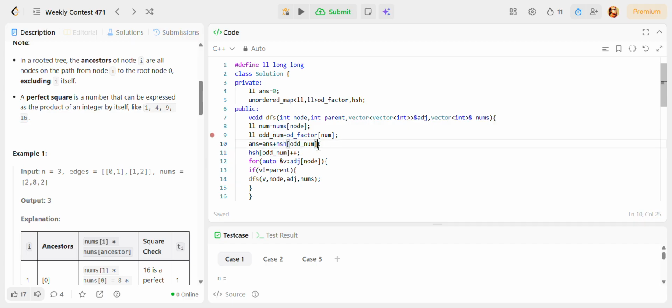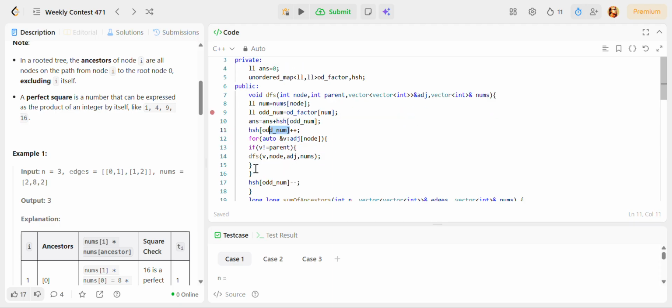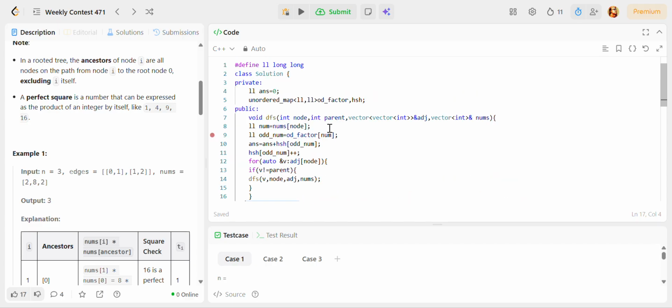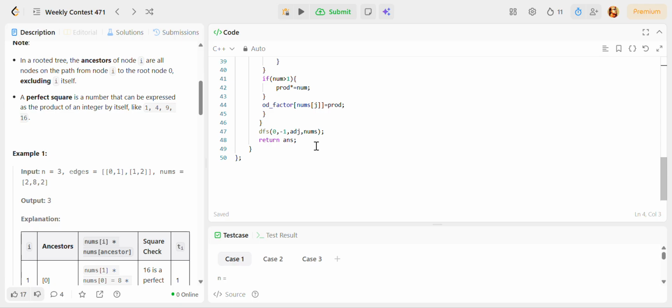this is the odd term, this is the frequency of the current value of its ancestor. And then after that, for that index we are updating, then we are again performing DFS with the check that my current node is not equal to the parent. Then I perform DFS, and then after doing this we have decreased the frequency, so the total answer will be in answer, so we return answer here.